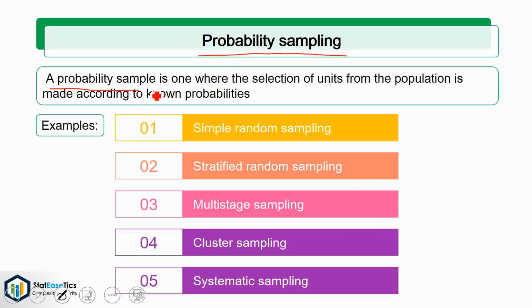Let's discuss probability sampling. A probability sample is one where the selection of units from the population is made according to known probabilities. The examples of probability sampling are simple random sampling, stratified random sampling, multi-stage sampling, cluster sampling, and systematic sampling.